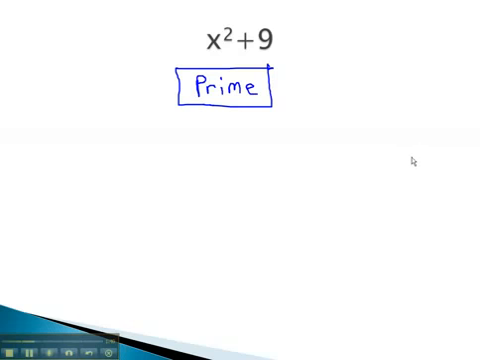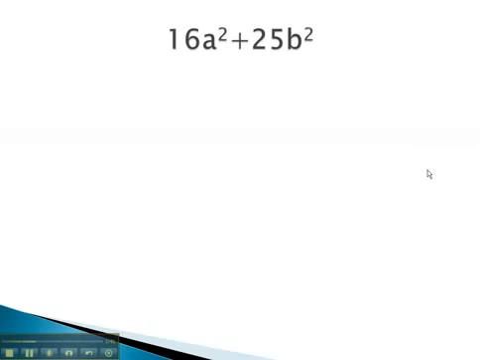Another example of this relationship would be 16a squared plus 25b squared. Again, we are adding two perfect squares. When we are adding two perfect squares, we know it will always be prime. It is important to remember that while a difference of squares, when you're subtracting, will always factor to a sum and difference of the square roots, a sum of squares, where we're adding, is always prime.